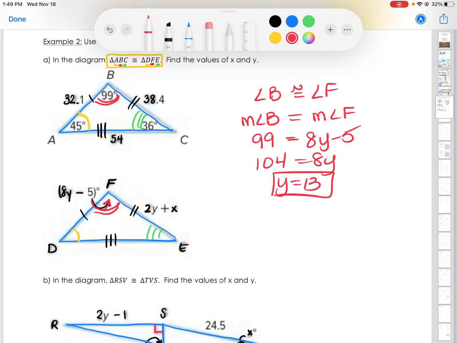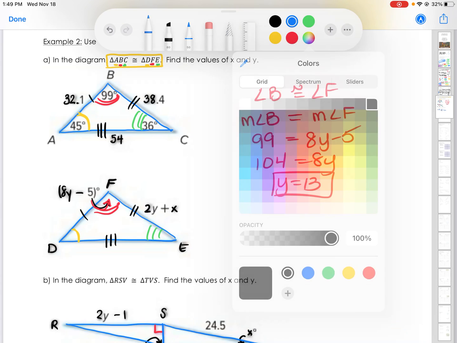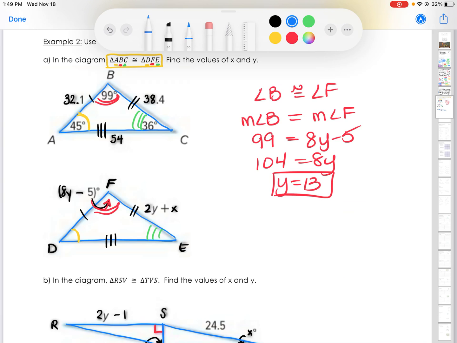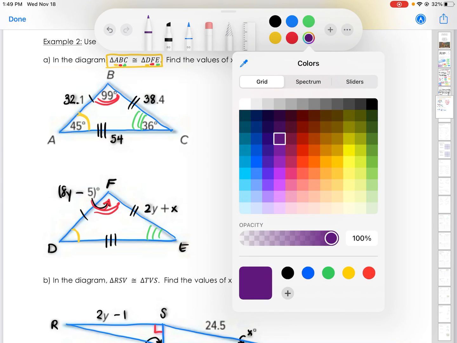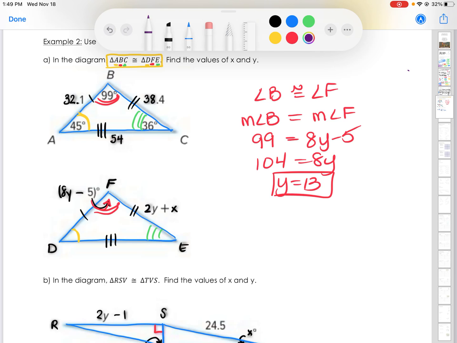Okay. The next thing I'm going to do is find x. So I see we have 2y plus x. We could make life a little easier and put the 13 in place of the y now. So that's 2 times 13 plus x, which is really going to be 26 plus x. So this side here, EF or FE, is 26 plus x.